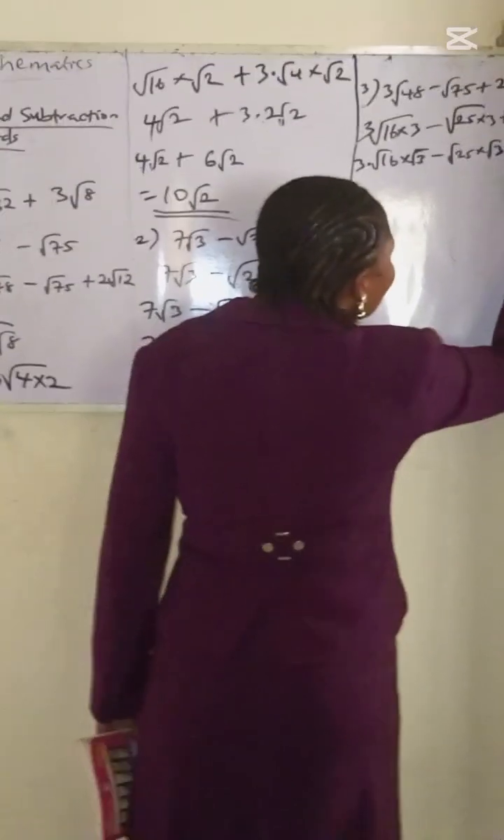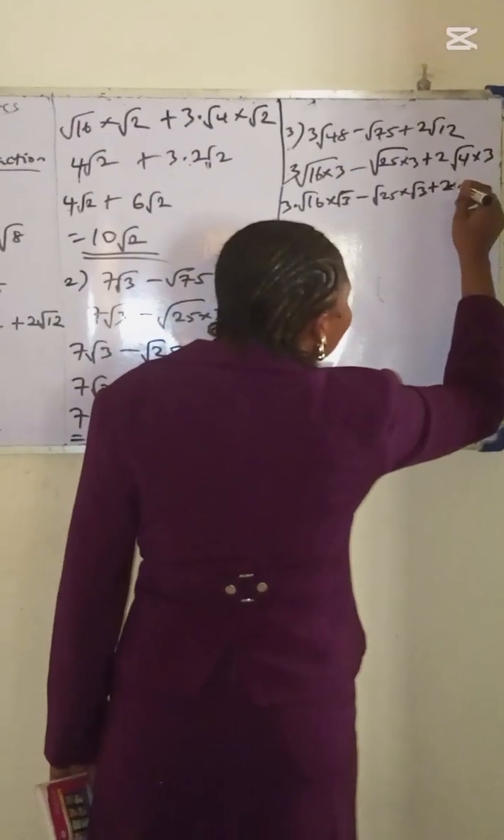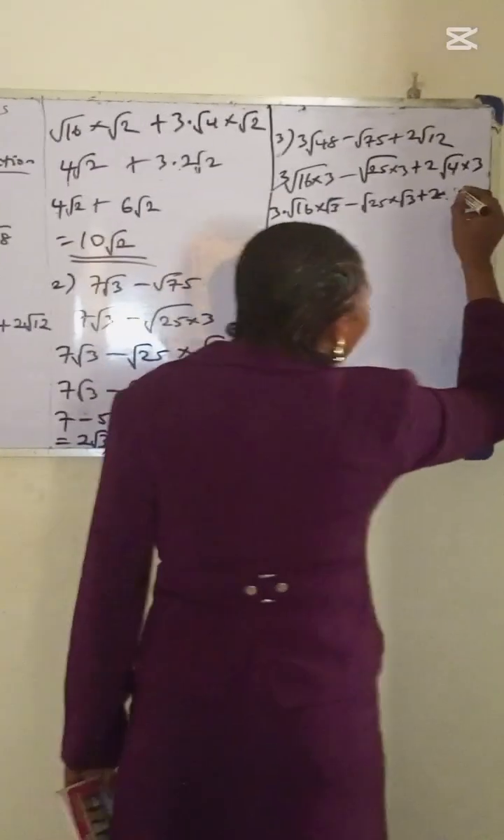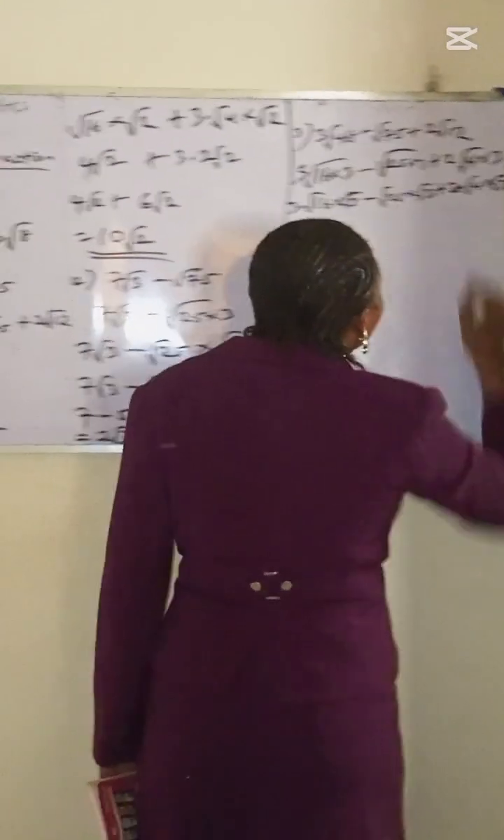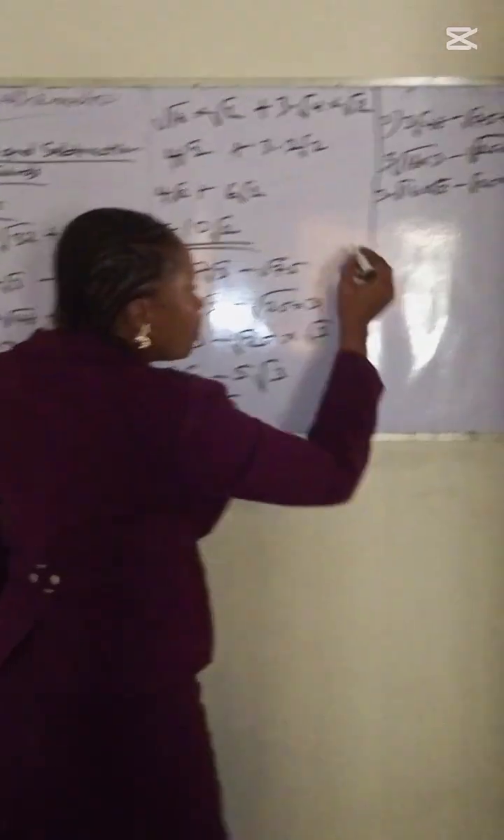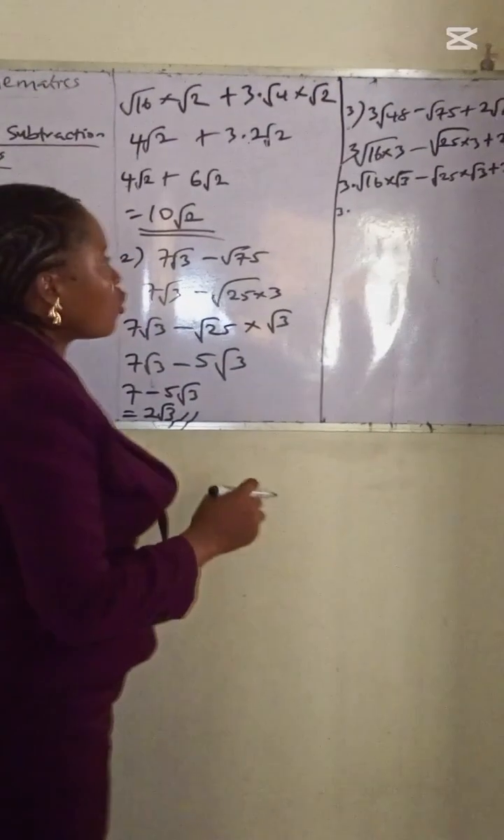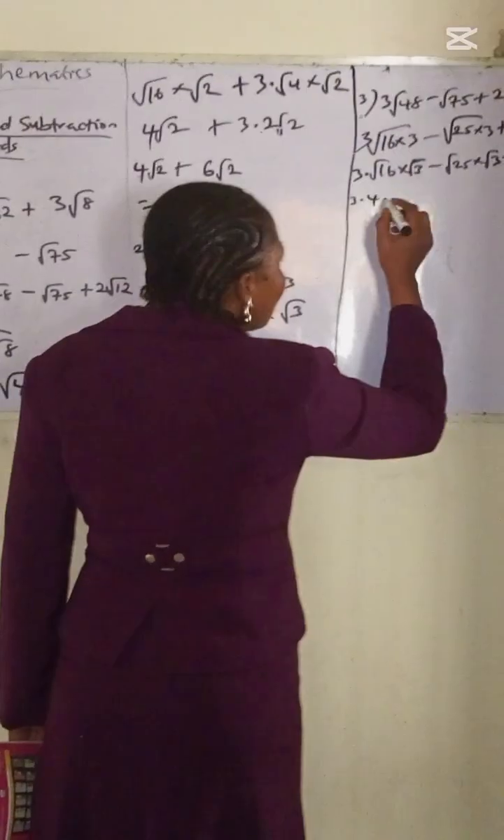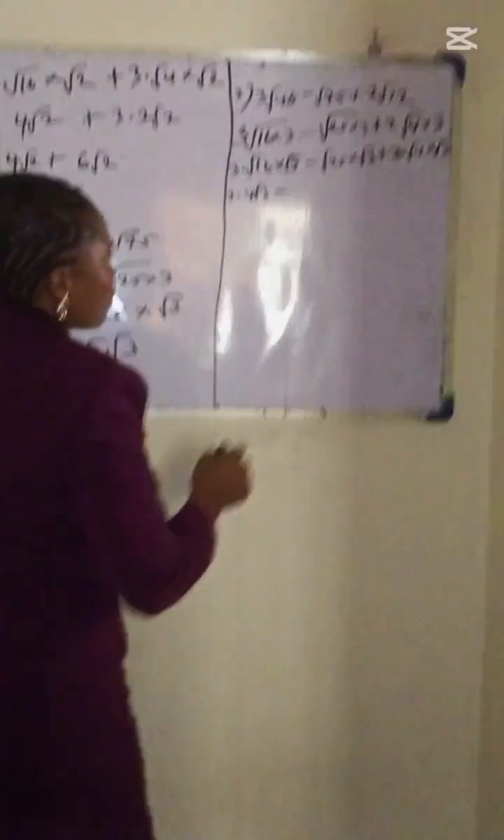Plus, bring down your 2 and put your times. Then split this one into their different surds: 4 times √3. Then come down and write your 3 dots. Square root of 16 will give us what? 4. Values as 4√3 minus square root of 25 will give us what?